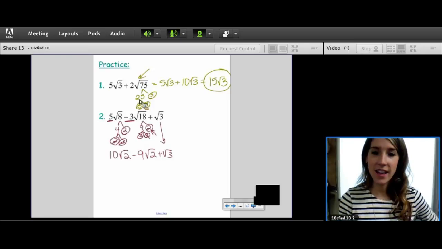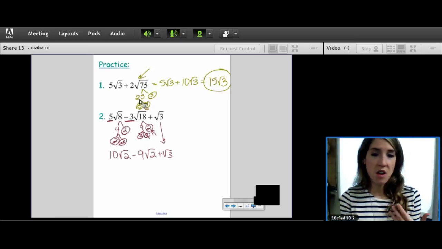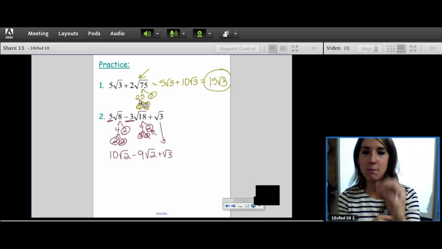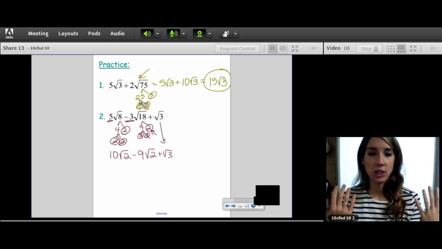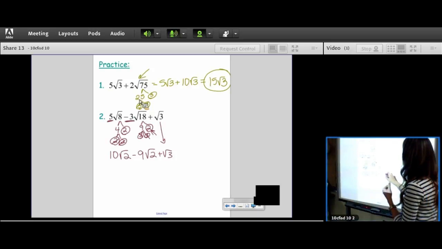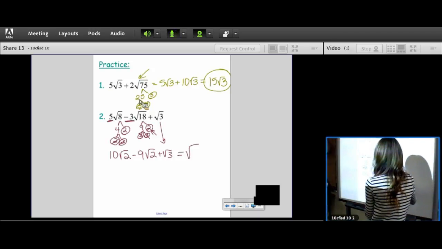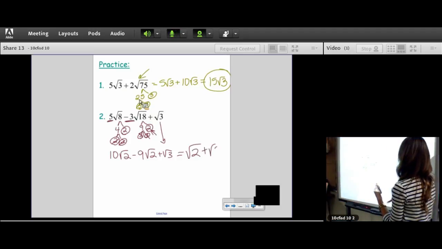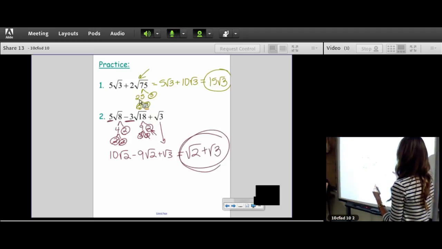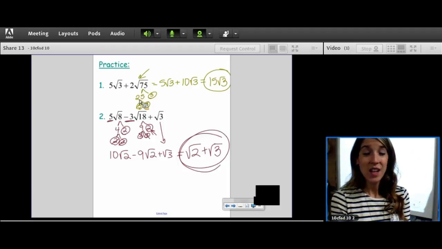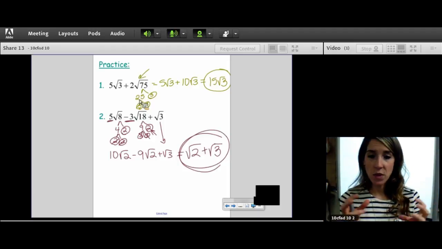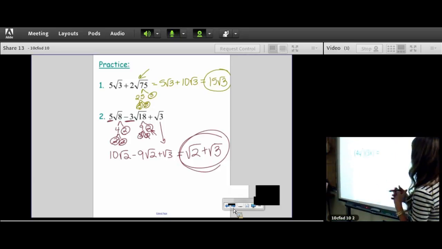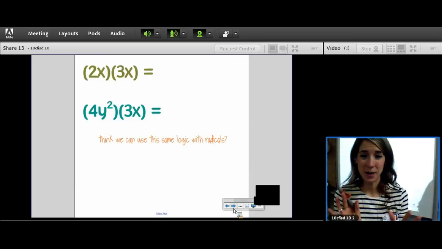Oh, now we're talking. So we've got some like terms, some non-like terms. 10 root 2 minus 9 root 2, that's like saying 10x minus 9x. It's just 1x, or 1 root 2. So we've got 1 root 2. I'm not going to write the 1 because it's understood. Plus root 3. So we simplified, and then we combined like terms. Okay, now we're going to move on. That was adding and subtracting.